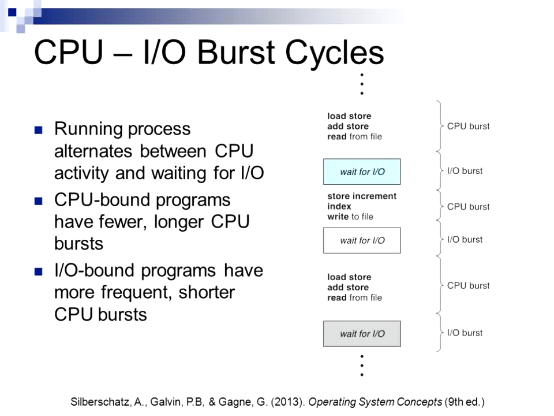So typically when you look at a program, it's going to be a series of CPU and I/O burst cycles, and simply what that means is that the process is alternating between using the CPU and waiting for I/O. So CPU-bound programs have fewer, longer CPU bursts, and I/O-bound programs have more frequent, shorter CPU bursts, because a lot of its time is being spent waiting for I/O.